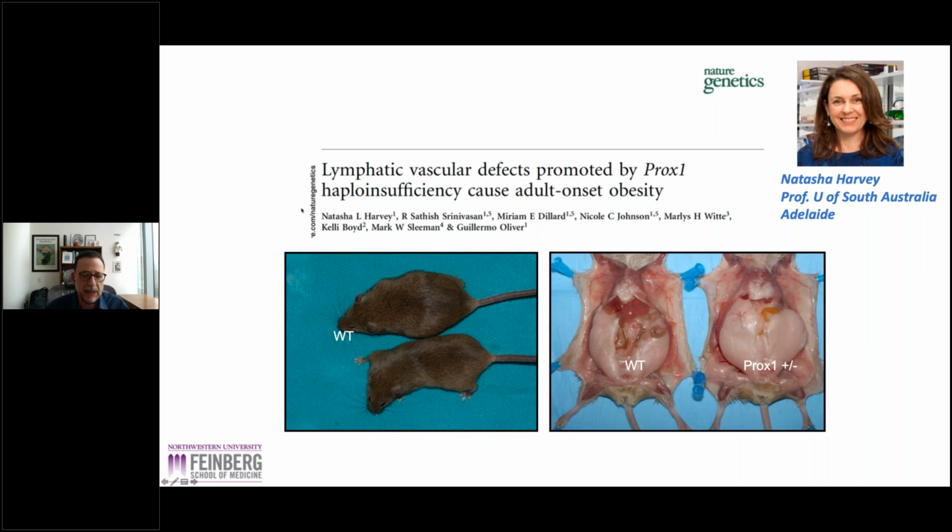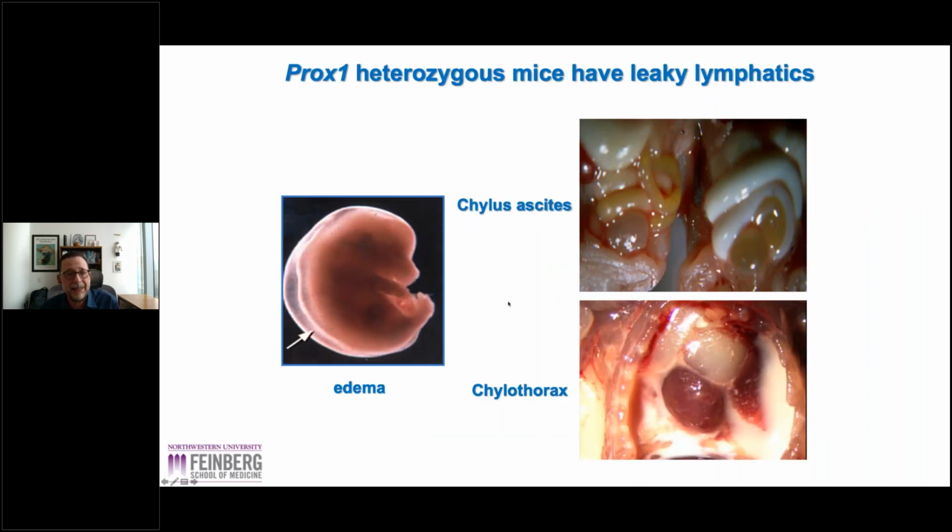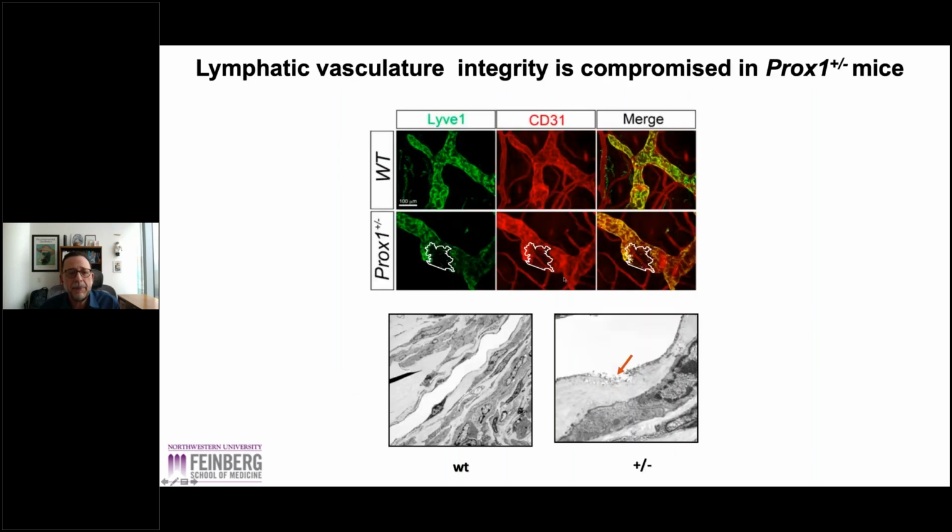What we noticed is that the prox heterozygous mice have major lymphatic defects, but besides, they became extremely fat with age. We didn't know exactly why. It took Natasha a long time to figure out, but bottom line, she found that the lymphatics in these animals were defective, were leaky, as you can see here, chyle leakage. She showed that these lymphatics have major holes, and that's where they are leaky. And all the chylomicrons, basically the lipid-rich particles that should be inside the intestine, leak out.